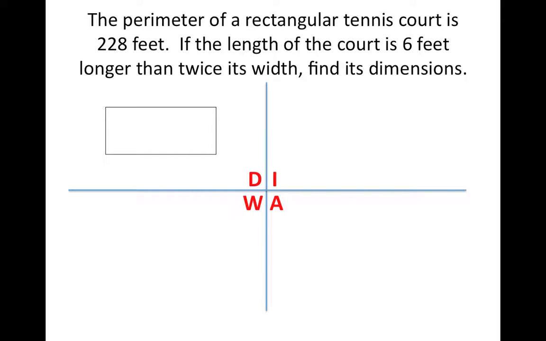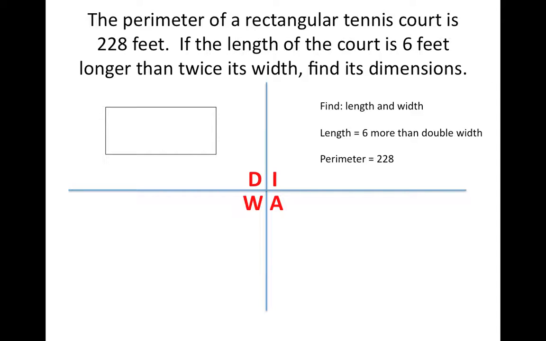Next, write down the information from the problem. What do we want to find? The dimensions. That means length and width. It also tells us the length is 6 more than double the width, and the perimeter is 228. Now the length depends on the width. Here's where algebra starts to be useful and come into play.